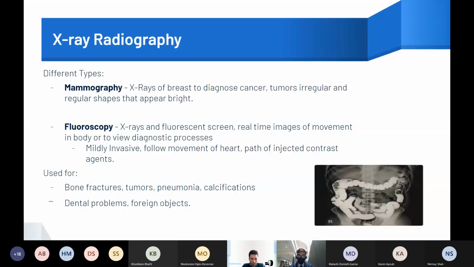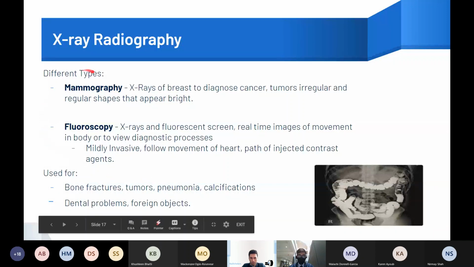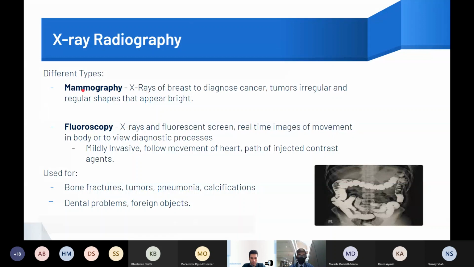There's different types of X-rays that can be used in research as well as clinically. So X-rays of the breast are called mammographies, and they are used very commonly to diagnose cancers, tumors, irregular shapes, and those appear very bright. And I think you saw some of those images in the workshop in the morning, some of those calcifications and those bright images that show up very clearly on a mammography X-ray that can be used to diagnose cancers.